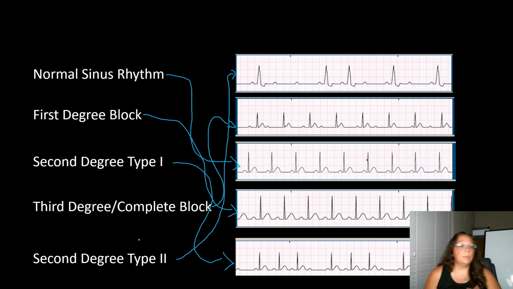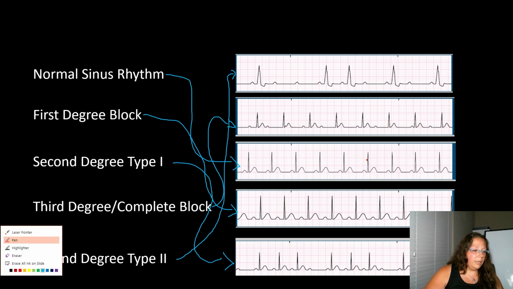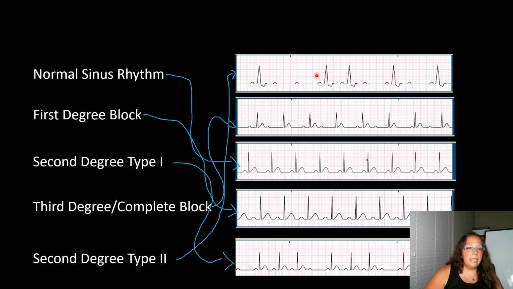All right, so we've got second degree type 2 at the top here. Let me get my laser pointer. Second degree type 2 up here at the top. We've got third degree block here, second strip. We've got normal sinus as our third strip. We have first degree heart block as our fourth strip, and our fifth strip is second degree type 1.